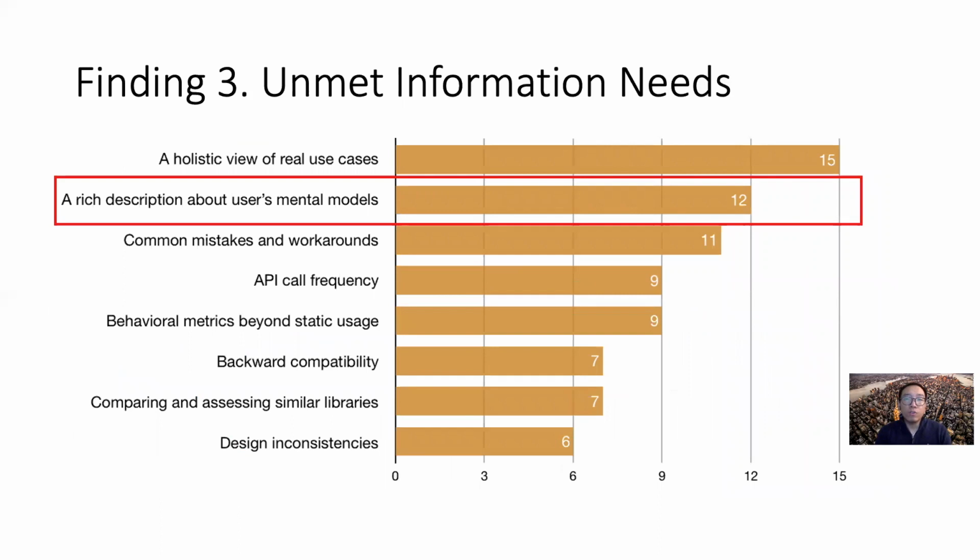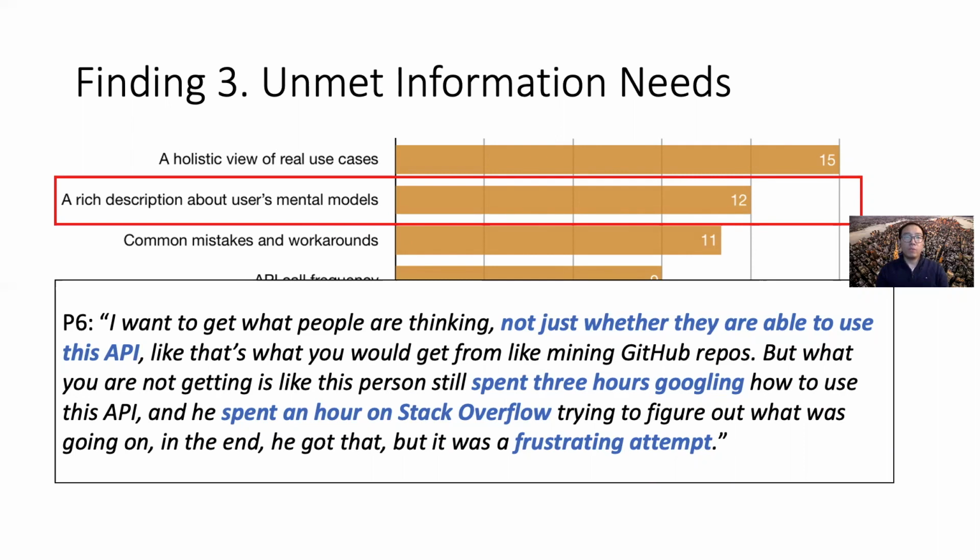Another thing API designers frequently mention is to get a rich description of users' mental models. For example, they want to know what steps API users take to learn the API, how long each step takes, and where users get stuck or give up when they are learning the API. P6 explained, "I want to get what people are thinking, not just whether they are able to use this API. Like that's what you would get from mining GitHub repositories. But what you are not getting is like this person still spent 3 hours Googling how to use this API, and he spent another hour on Stack Overflow trying to figure out what was going on. In the end, he got that, but it was a frustrating attempt."